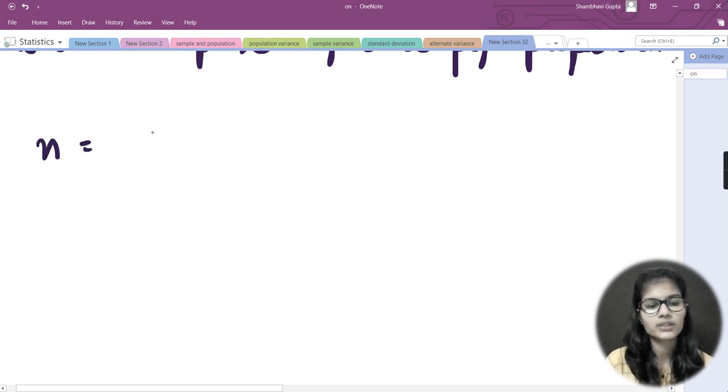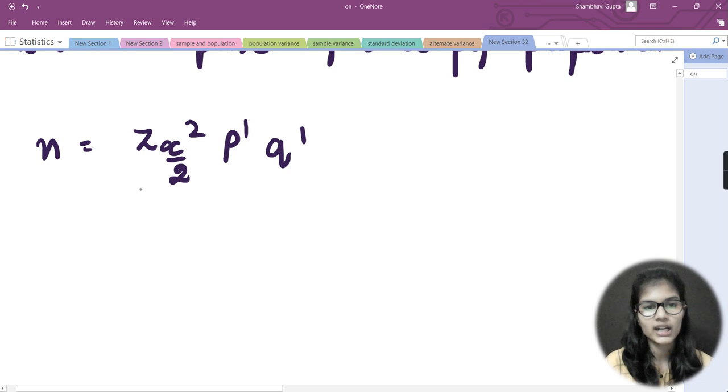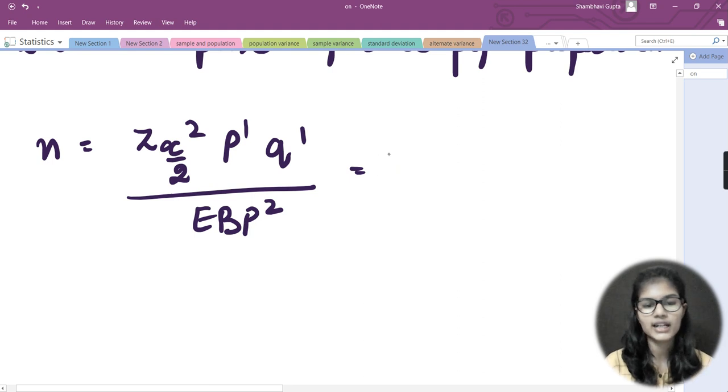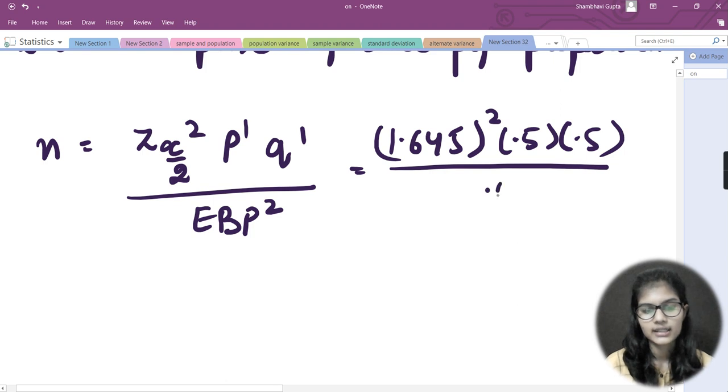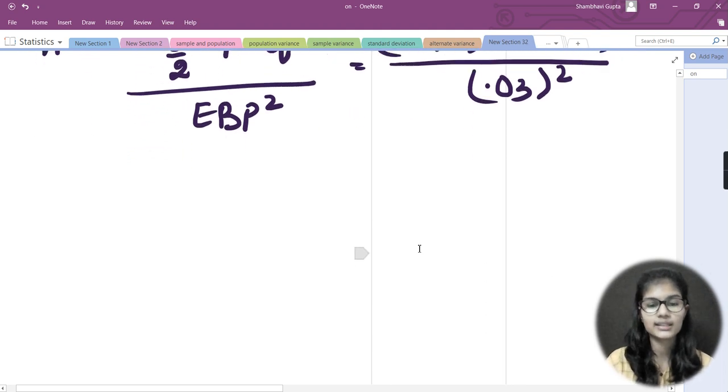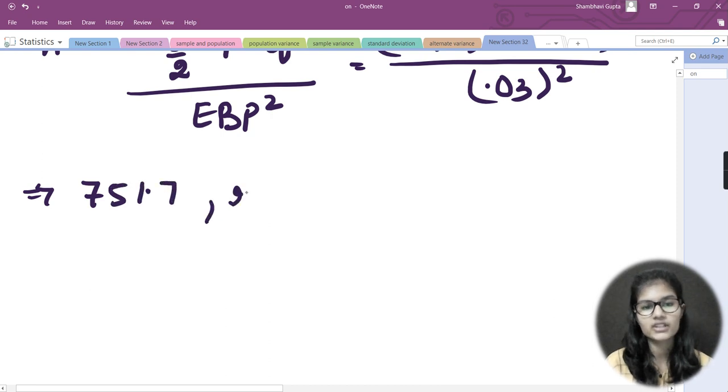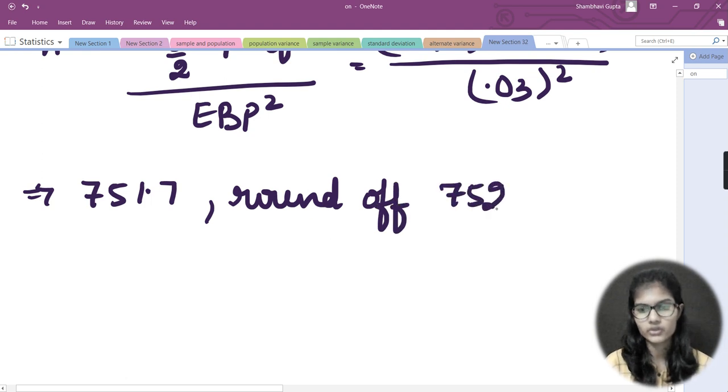Now I would simply find n because I have all of the values with me. That is z alpha by 2 whole square, p dash q dash, divided by EBP square. So for that I have 1.645 square, multiplied by 0.5 and then 0.5, and then divided by 0.03 square. From here the answer that I get is 751.7, and if I round it off, I get 752.